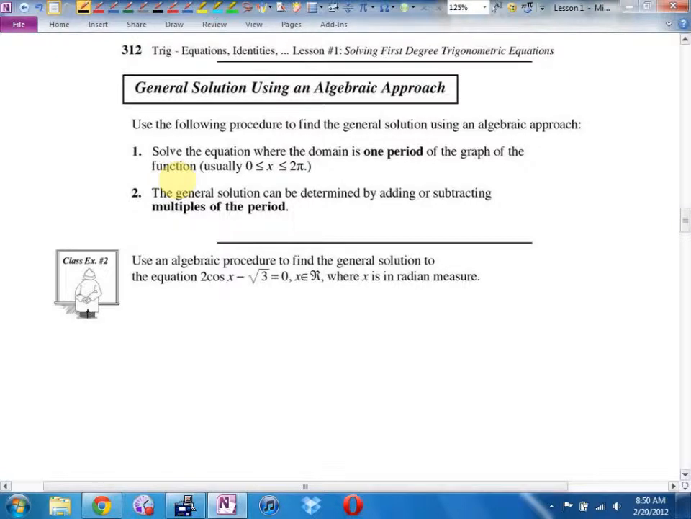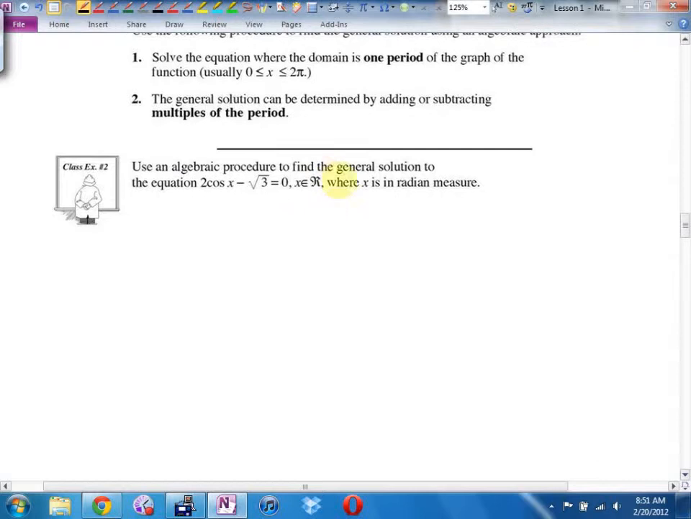It says the general solution using an algebraic approach. This is what we're going to do. We're not going to use a graphical approach. It says solve the equation between 0 and 2 pi and then add multiples of the period. Hey, let's go. Use an algebraic procedure to find, there's my trigger phrase, the general solution. This here: 2 cos x minus root 3 equals 0.